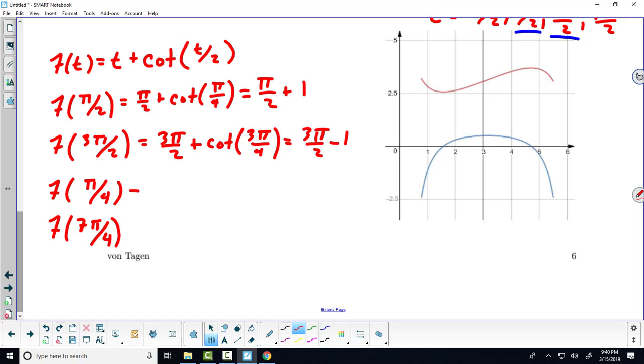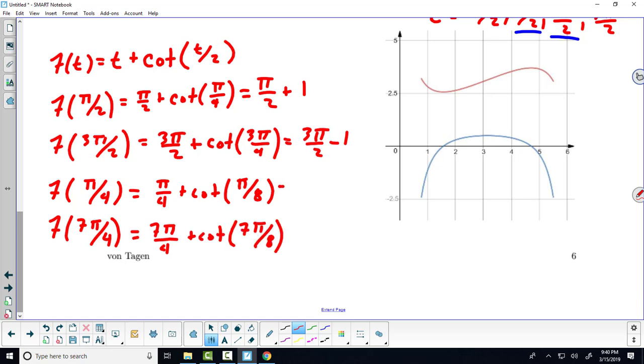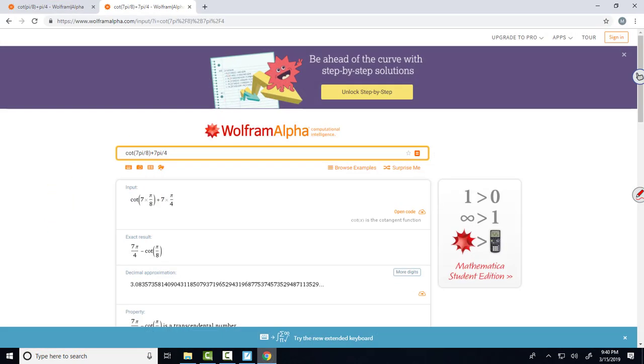And if I plug in the endpoints here, then I've got pi over 4 plus the cotangent of, careful, pi over 8. And this would be 7 pi over 4 plus the cotangent of 7 pi over 8. Okay, and I've got these in Wolfram Alpha here. Let's pull them up.